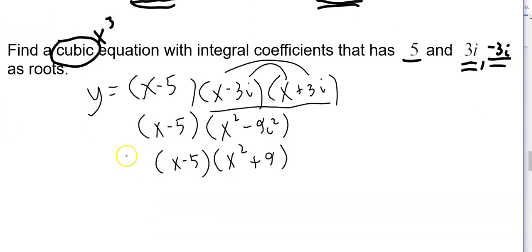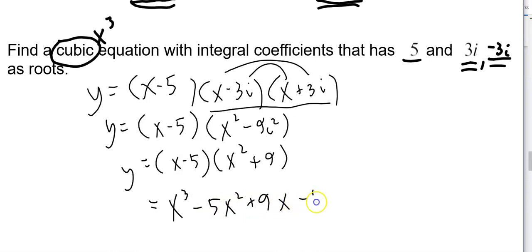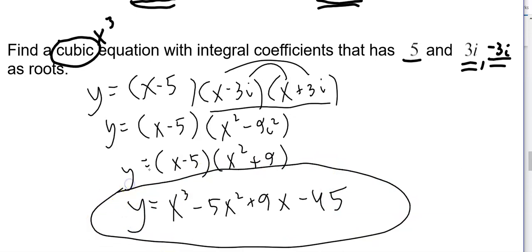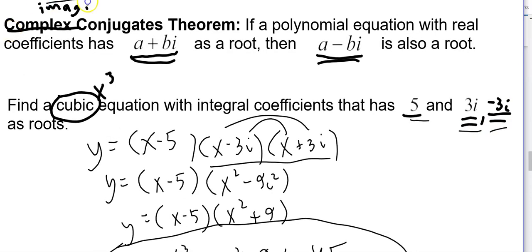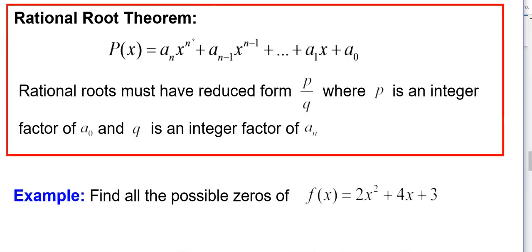And so if you want the equation, you're now just going to have to FOIL those two guys together. And so you get x cubed minus 5x squared plus 9x minus 45. And that's one equation that has those two roots and a third root, which again, because of the complex conjugate rules, imaginary solutions always come in pairs. They're always conjugates of each other. So if 2 plus 3i is a solution, 2 minus 3i is a solution.